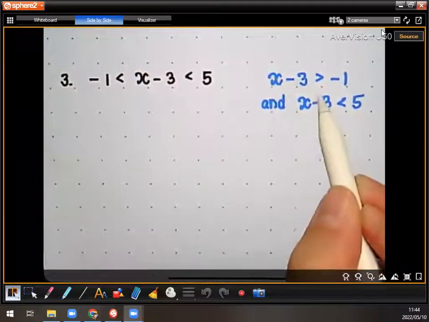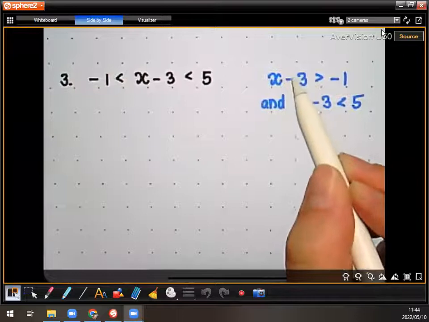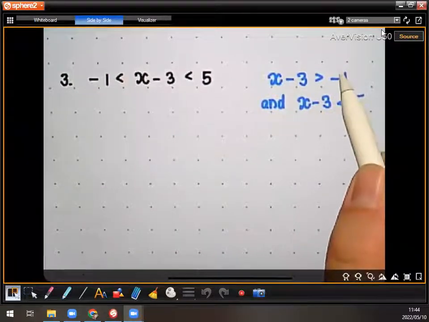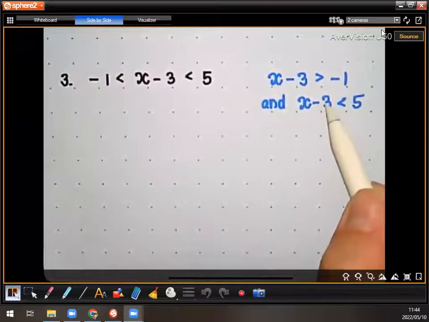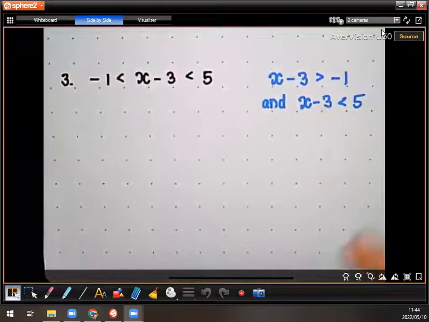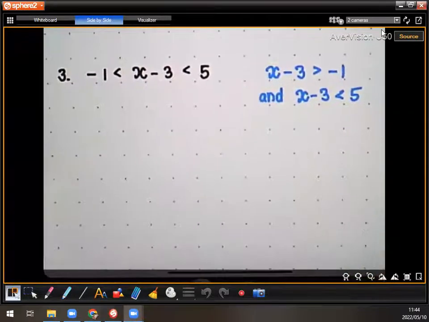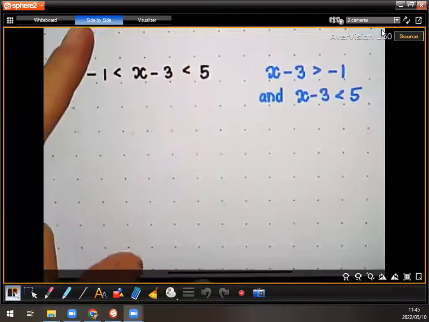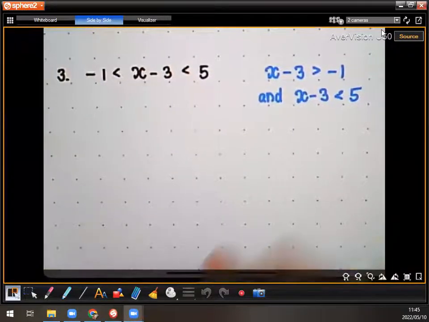Now, if I wanted to solve for x here, what did I do with the -3? Add 3 on the other side. Wouldn't I do the same thing here? I would also add 3 there. Guys, that's why when you're working it out, you're doing the same thing to both sides. You add 3 on this side, and you add 3 on that side. Yes?